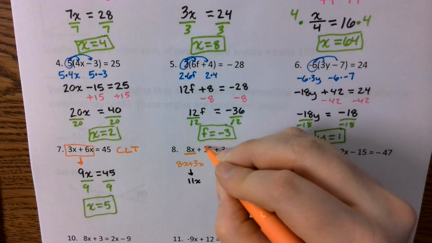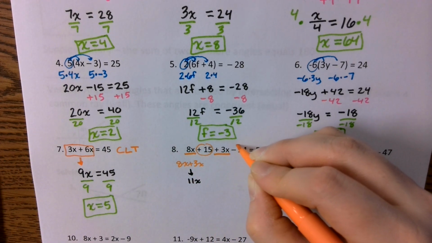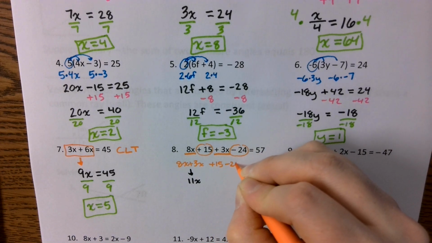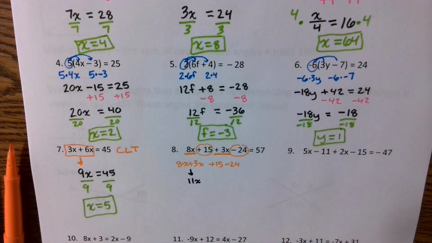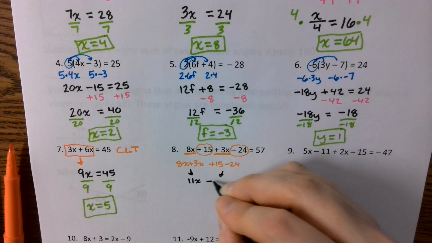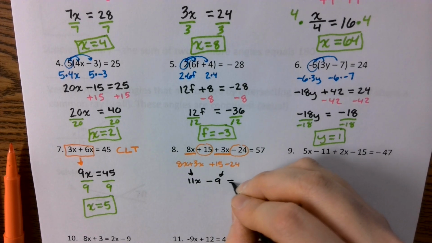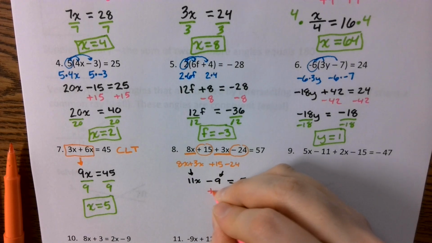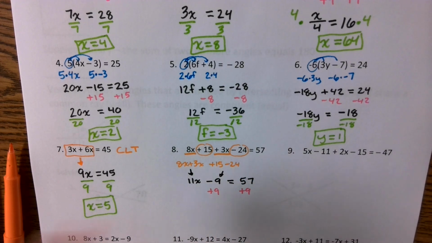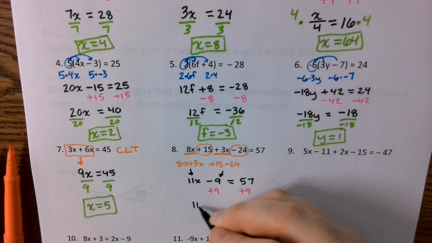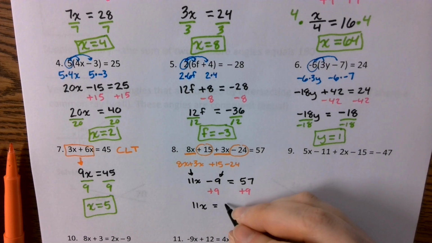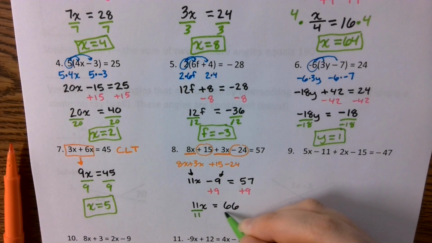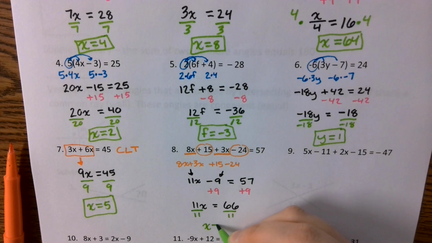Then we also happen to have a positive 15 and a negative 24 that can get combined together. 15 minus the 24 is going to come out to a negative 9, so it acts like a minus 9, and the whole thing is equal to 57. Then it's just a two-step equation from there. You're going to add 9 to both sides. That's going to leave you with 11x is now equal to 66, and then you would divide both sides by 11 and get x is equal to 6.